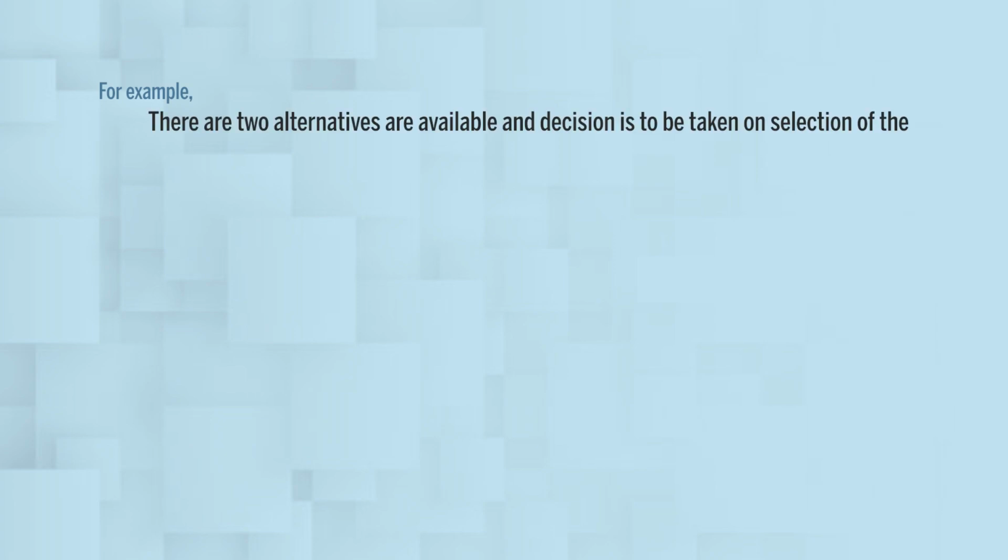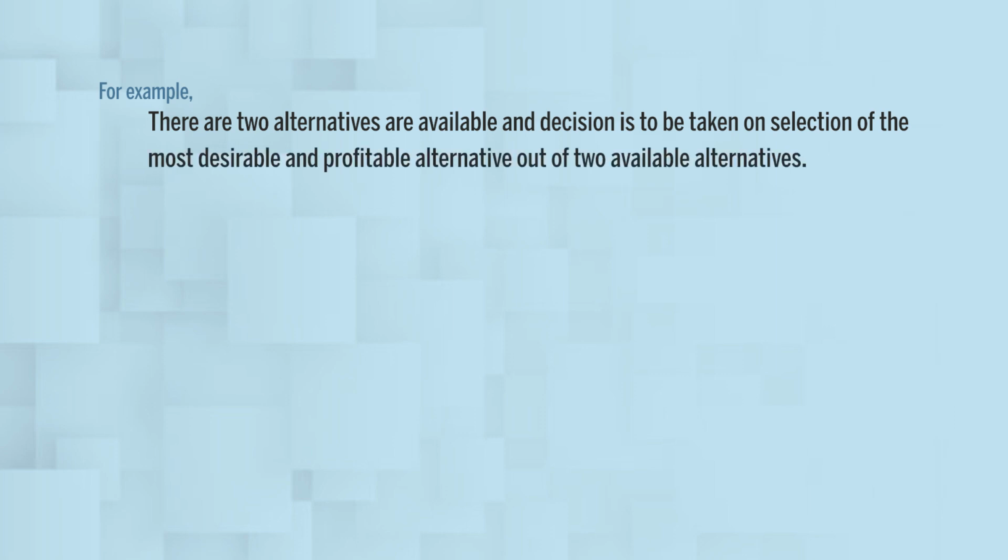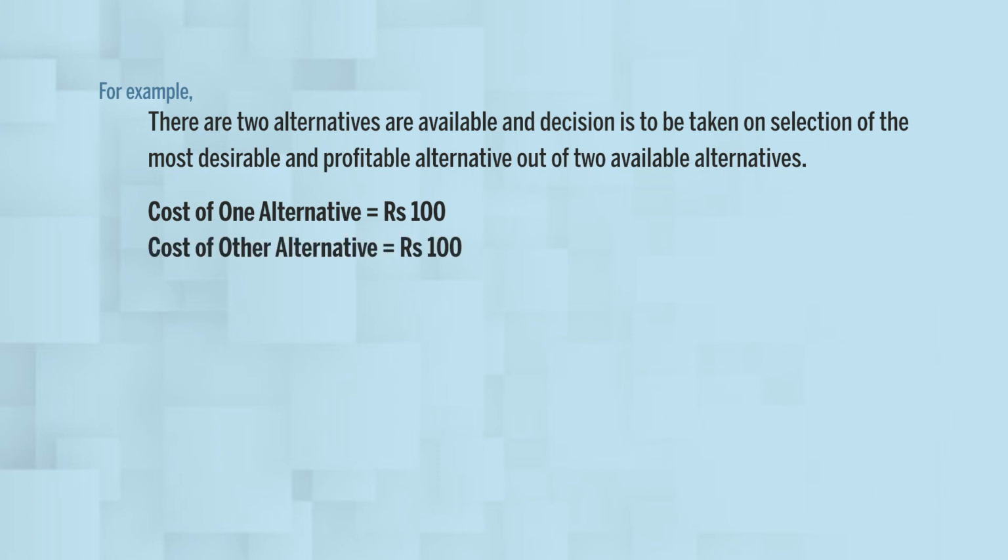For example, there are 2 alternatives available and a decision is to be taken on selection of the most desirable and profitable alternative out of the two available alternatives. Suppose the cost of one alternative is equal to rupees 100 and the cost of the other alternative is also equal to rupees 100. In this example, the same costs are incurred for both alternatives. Therefore, they are irrelevant for decision making.